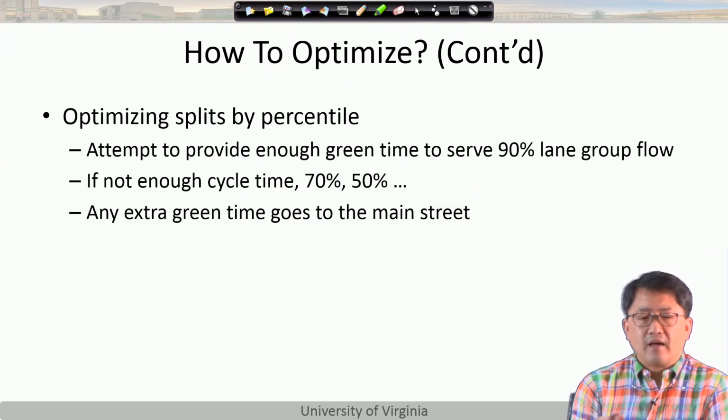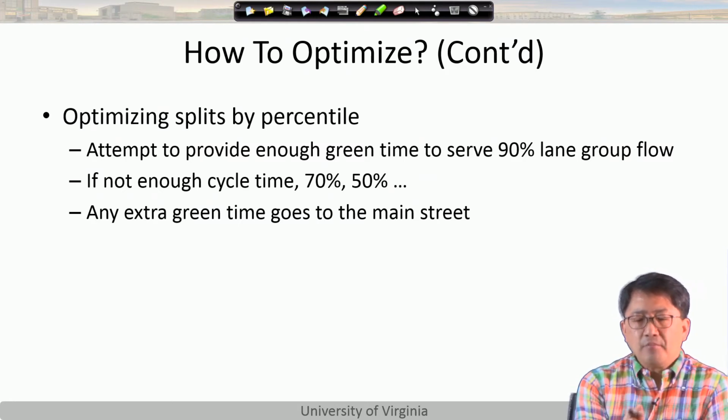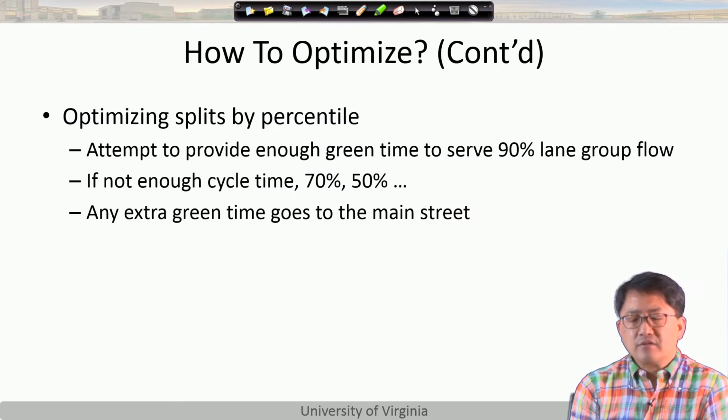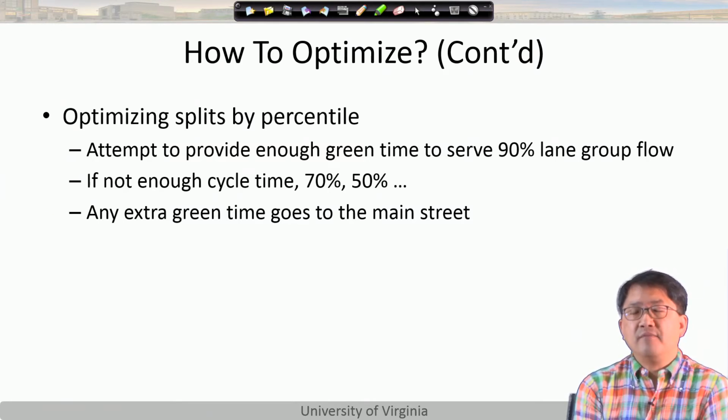So the optimization is done. This is probably something not easy to get from the manual. It took some time to figure this out. So based on the manual, they are saying that they optimize green time to serve the 90th percentile lane group flow. It means that if there's a possibility, I'm going to provide green time for the 90th percentile. Make sense?